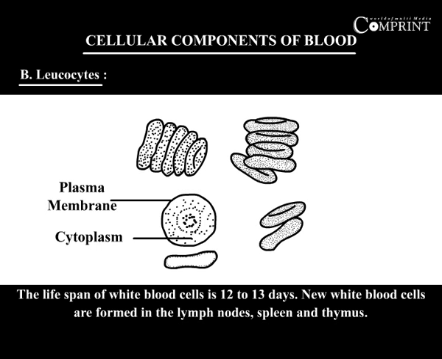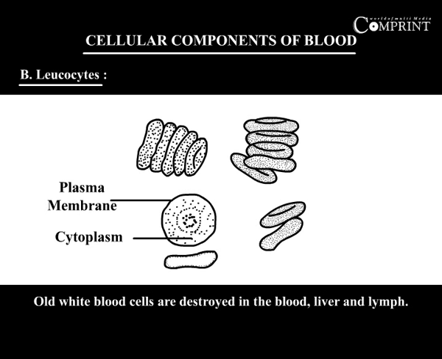The lifespan of white blood cells is 12 to 13 days. New white blood cells are formed in the lymph nodes, spleen, and thymus. All white blood cells are destroyed in the blood, liver, and lymph.